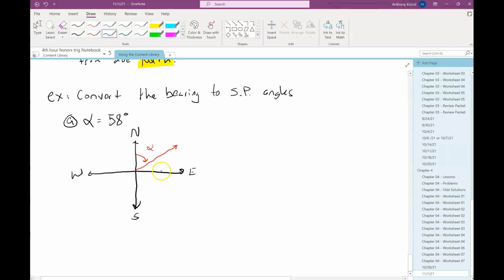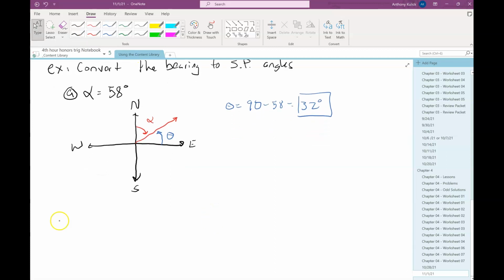My standard position angle, I'm going to refer to that as theta, starts at the positive x-axis and goes counterclockwise. So if alpha is 58, what does theta have to be? 90 minus 58. Very good. So that's 32 degrees. We feel okay on that? Okay.